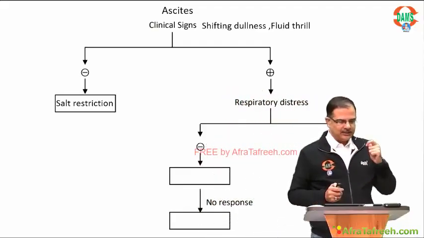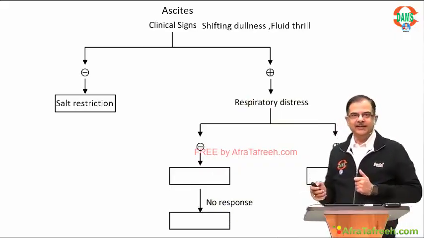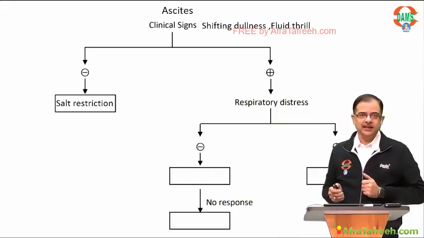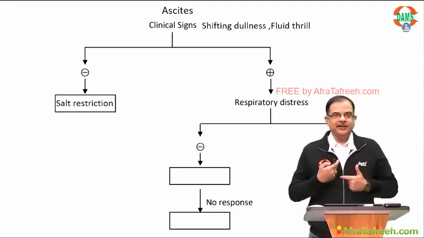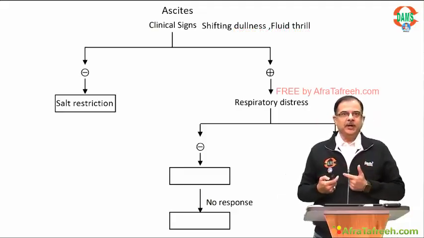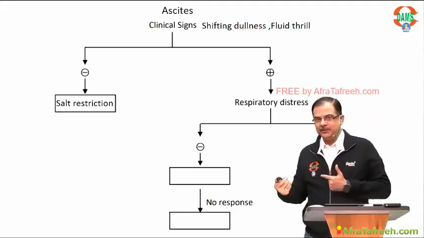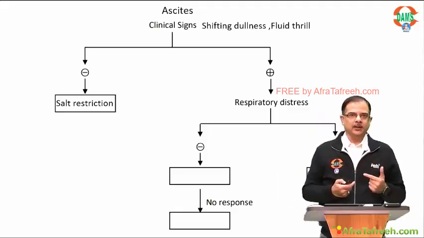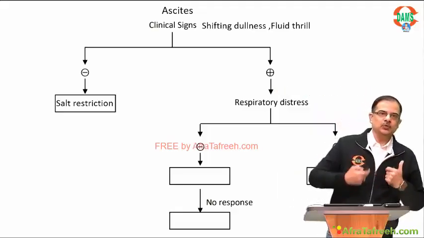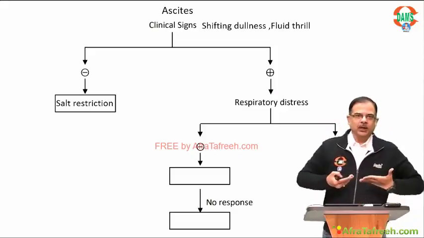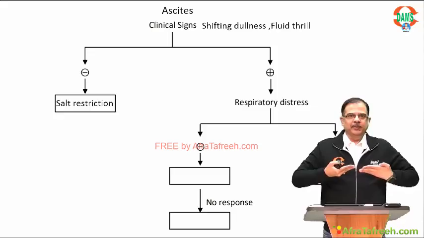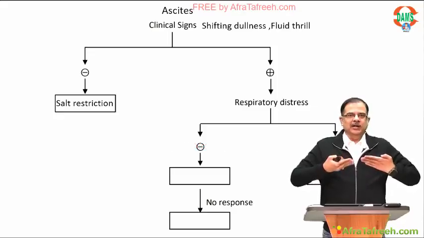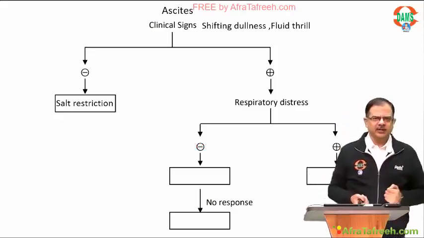Now the second one is, if clinical signs are positive, respiratory distress. So we will look at the respiratory distress. If the respiratory distress is absent or present, that will decide further course of action, because ascites fluid can be so massive that it compresses the diaphragm into the lungs and the patient can be dyspneic. That is known as respiratory distress.